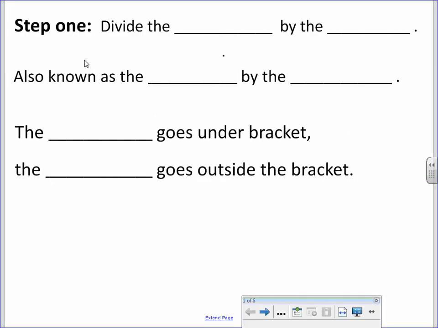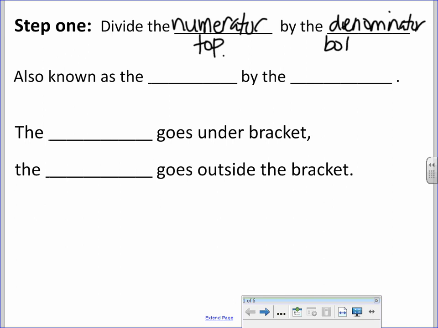Okay, when you divide fractions, you're going to divide the numerator by the denominator. And remember, your numerator is your top number, and your denominator is your bottom number. So you're going to divide the numerator, also known as the cowboy, by the horse. Okay, and you'll see why that's important in a minute.